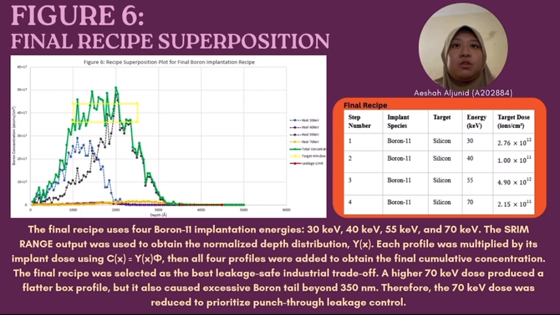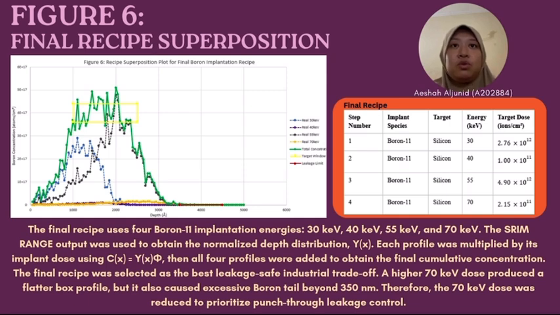The final recipe uses 4 boron-11 implantation energies, which are 30, 40, 55, and 70 kiloelectronvolts. The normalized boron profiles were extracted from the SRIM range output files. Each profile was then multiplied by its selected implant dose.